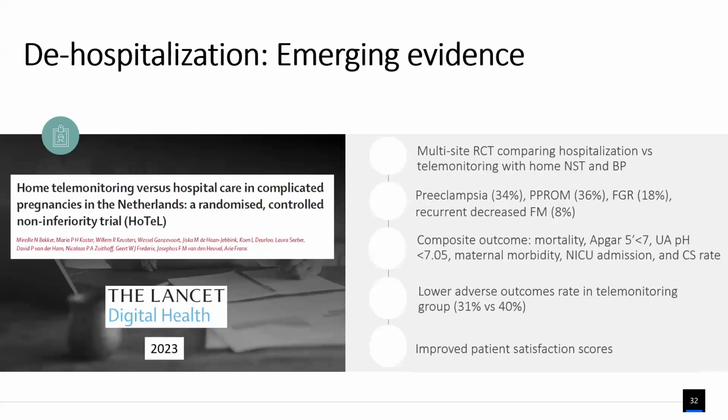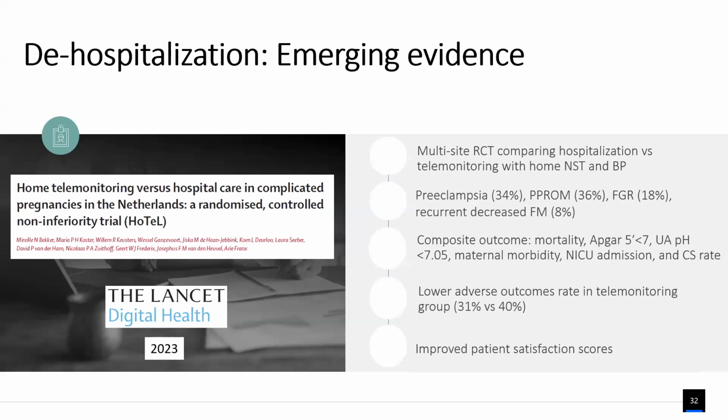Now, this is actually just emerging evidence that was just published a couple months ago. The Fetal trial, which was a multi-site randomized controlled trial that was comparing hospitalization versus telemonitoring with home non-stress tests and blood pressures. So they took patients who, again, have different diagnoses, and maybe in other scenarios, maybe even in the United States, you wouldn't consider admission, but overall, they're high-risk patients that need some sort of serial surveillance.